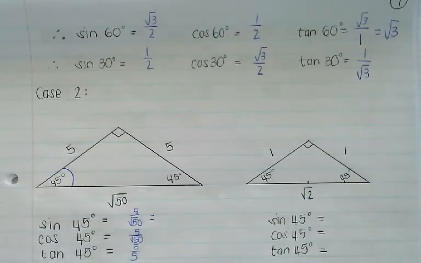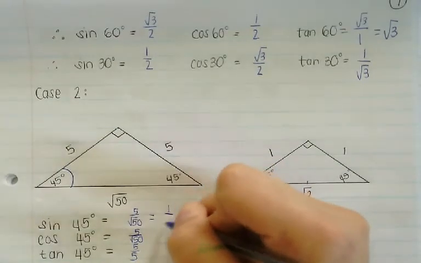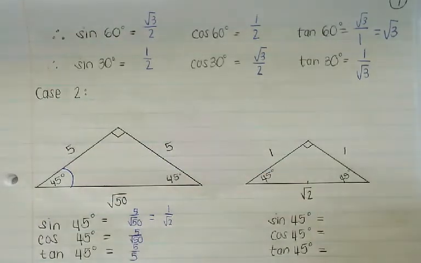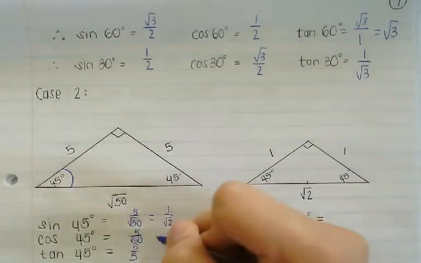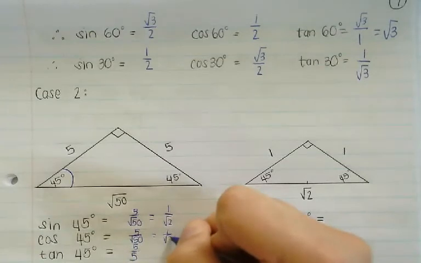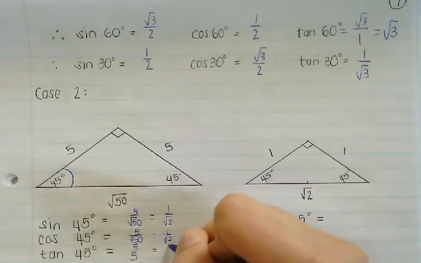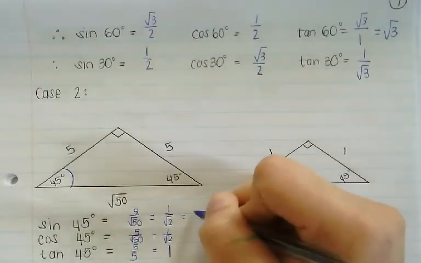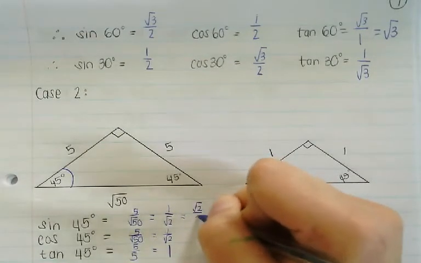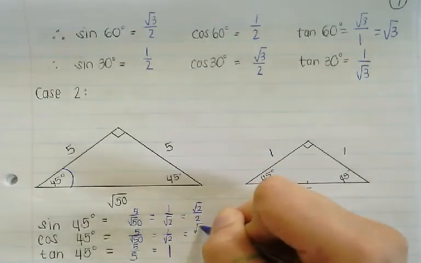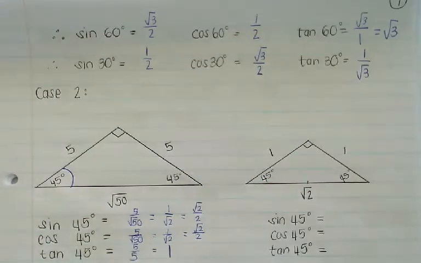Simplifying gives me 1 over square root 2, 1 over square root 2, and 5 divided by 5 is just 1. Please note that your calculator may show you this. It is exactly the same thing because your calculator prefers to have the square root in the numerator rather than the denominator. But it is the same.